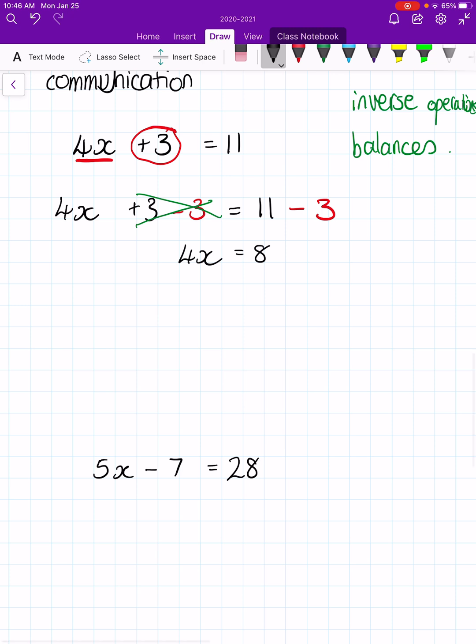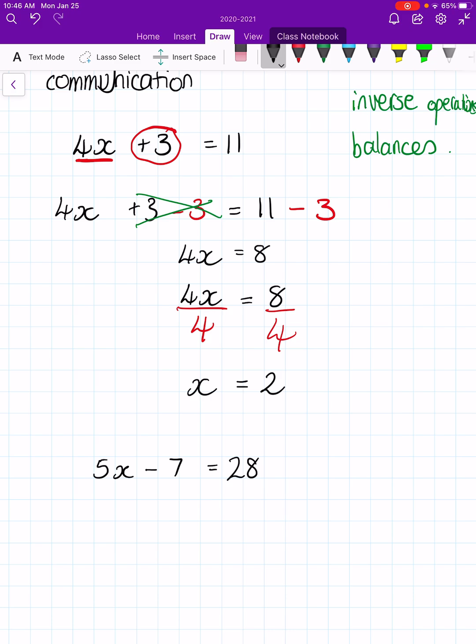Now we've got here, so this is really saying 4 times a number equals 8. Well, the opposite of multiplying by 4 is to divide by 4. And again, whatever I do to one side of the equation, I do to the other. So 4 divided by 4 gives me just x, just that number back again, and then 8 divided by 4 is 2.